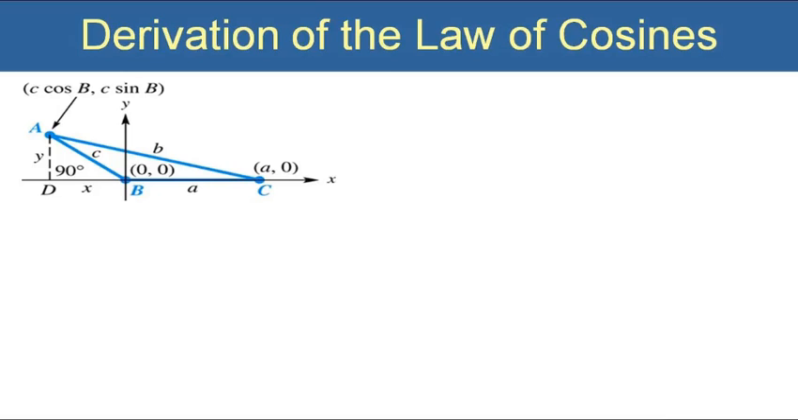So first off, we're going to derive the law of cosines. What we're trying to do is come up with a formula for this length. If I have a triangle laid out on the coordinate system like this with B at the origin, I know that side a ends at (a, 0). We want to try to find this point here.